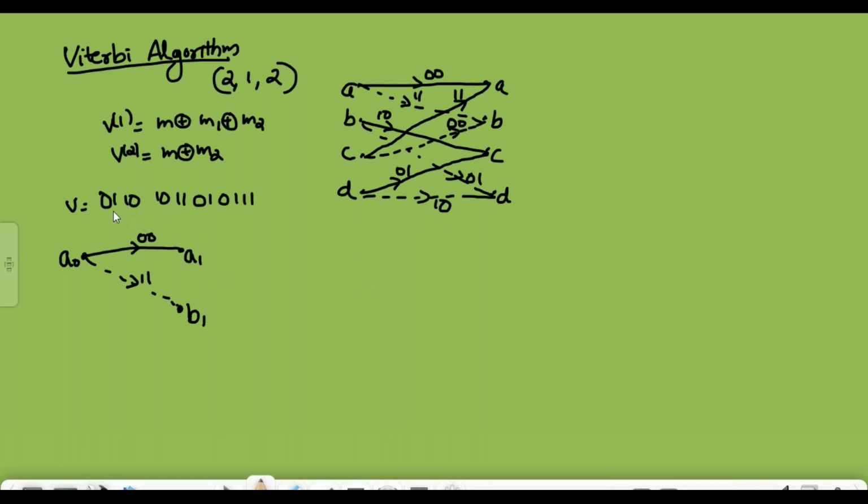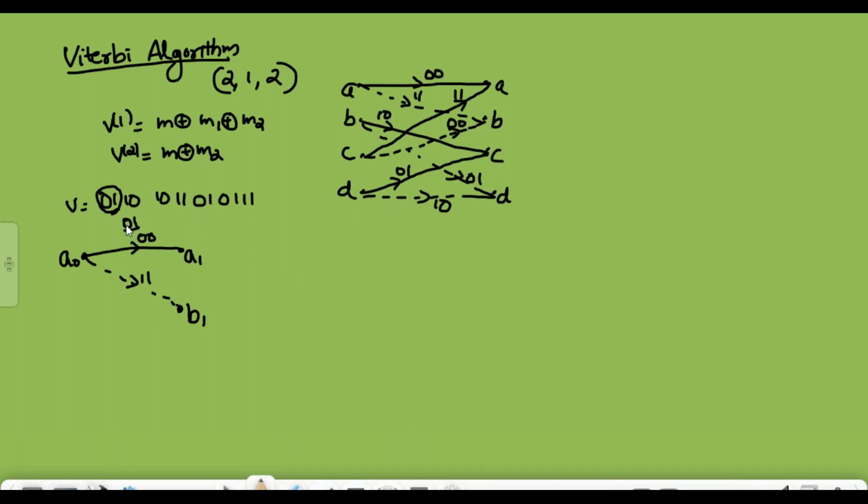Next, we will have to take the first two bits from the received sequence. Here we have 0 1 as the first two bits of the received sequence. We will have to decode that.